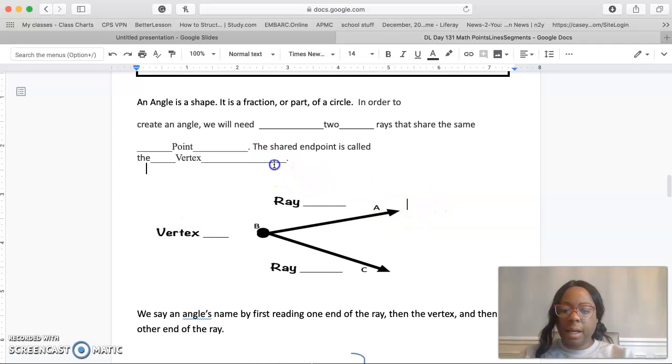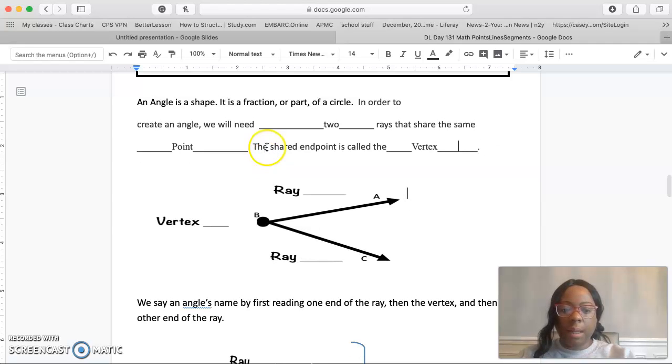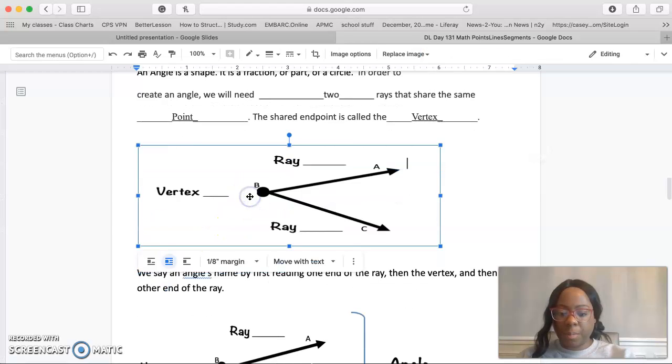Now, if we take the time and look at the diagram below, this shows us exactly what a ray looks like. Now, when we're looking at this figure, we see an endpoint and a forever, an endpoint and a forever.